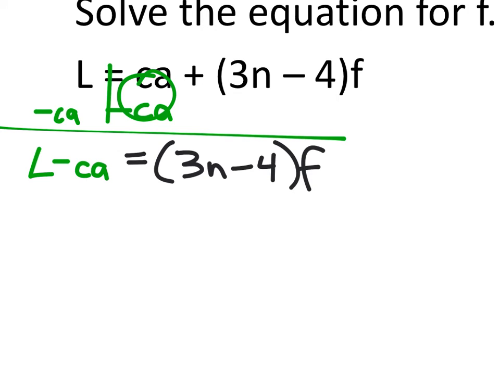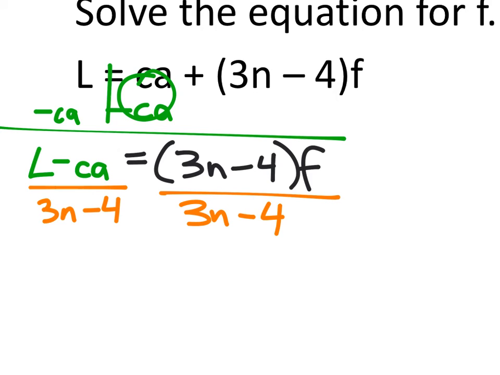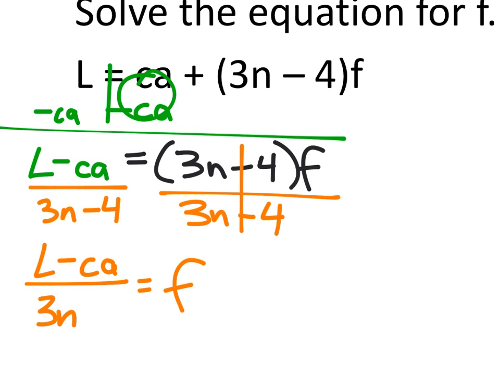Now, because it is one term, we should ask, what is the coefficient of F? The coefficient of F right now is that full set of parentheses, so I need to get rid of it or make it a phantom 1. How do I do that? I just divide both sides by 3n minus 4. If it helps you to put that in parentheses, you're welcome to. I'm not going to because I'm a lazy math guy. So that's 1f equals, and hopefully you can see there's nothing else I can simplify in this formula with the L, C, A, and the N. So that actually is the final answer right there.